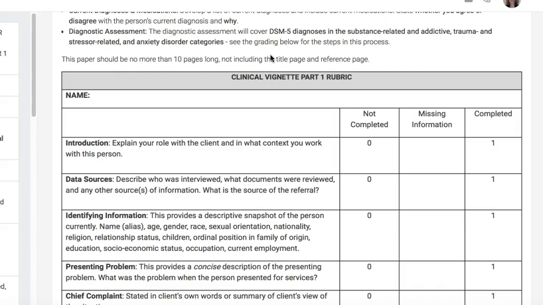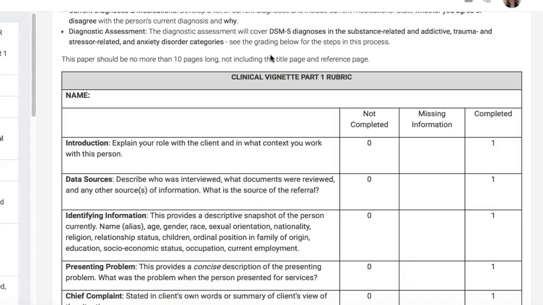And that's it. You can't go outside of there. So let's just say the person was diagnosed 10 years ago with schizophrenia. You can't diagnose them with schizophrenia. They might still have schizophrenia, but for the purposes of this assignment, you are going to look for other potential diagnoses. The same thing would be true if you're working with somebody who's on the autism spectrum.